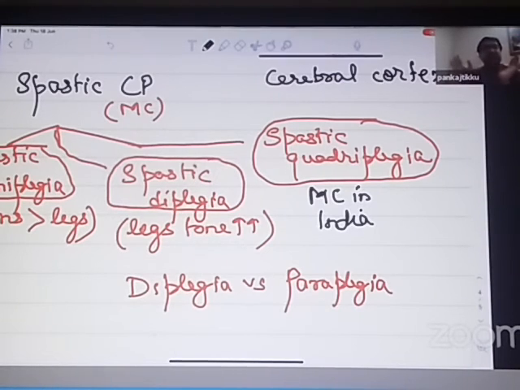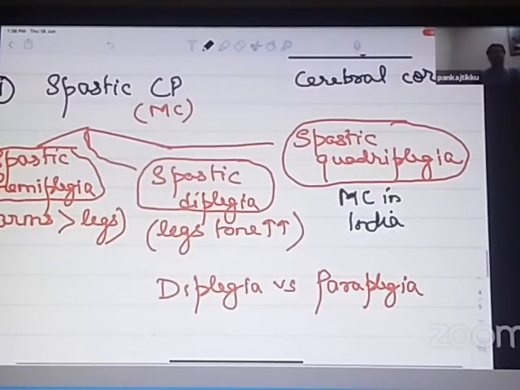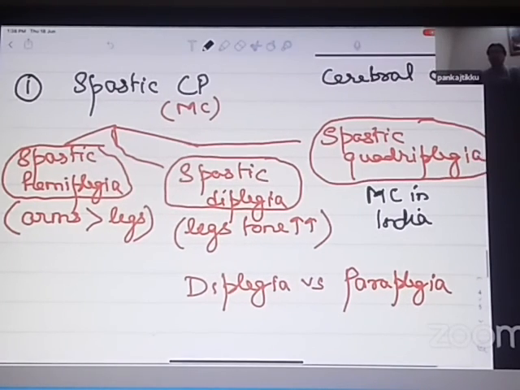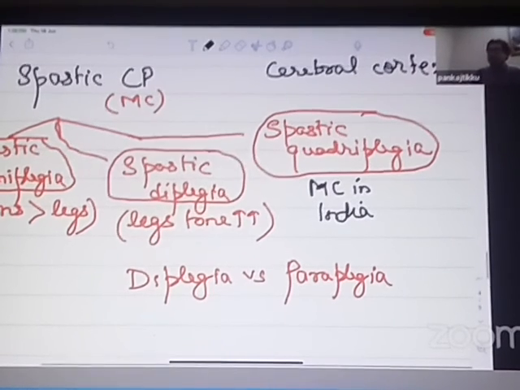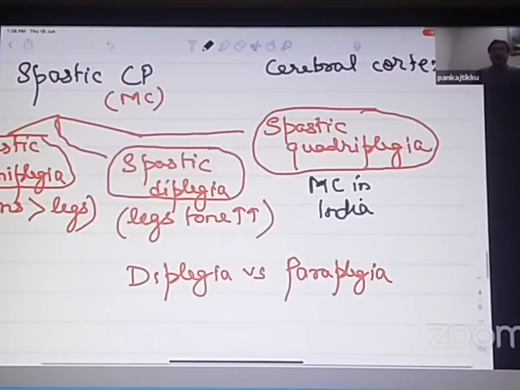Overall, which is the most common type of cerebral palsy? I have written it is spastic cerebral palsy. How is spastic cerebral palsy subclassified? One half of the body has increased tone, hemiplegia. Both the legs have more tone in comparison to the arms, diplegia, and the arms and the legs have equally increased tone, it is quadriplegia. The one that is most commonly seen in India is possibly spastic quadriplegia.